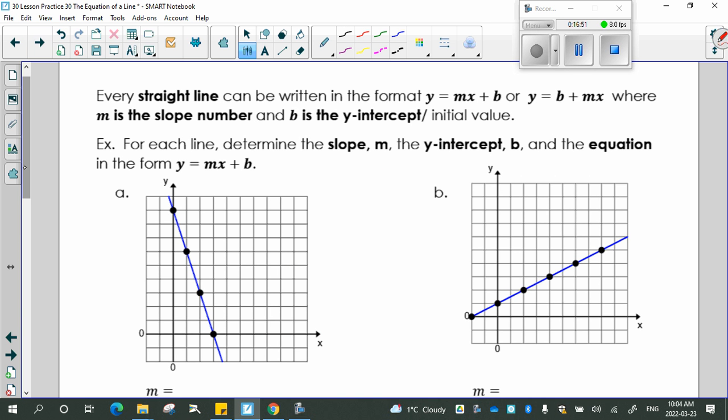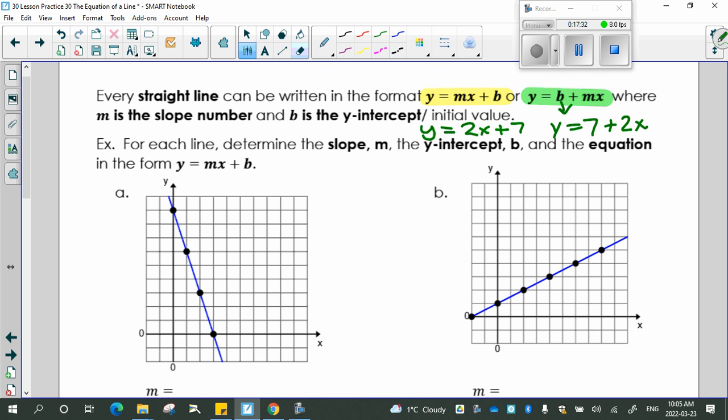Every straight line can be written in the form y equals mx plus b. And this is interesting, or y equals b plus mx. Are those the same thing? They are. So if I wrote y equals 2x plus 7, what's another way to write that same thing? Yep. 7 plus 2x.